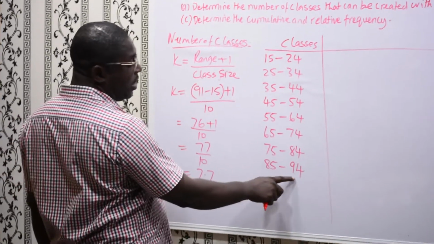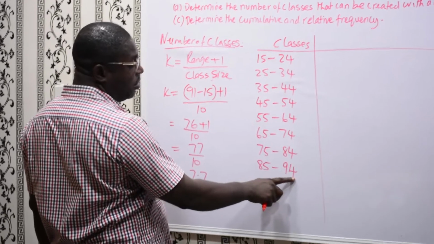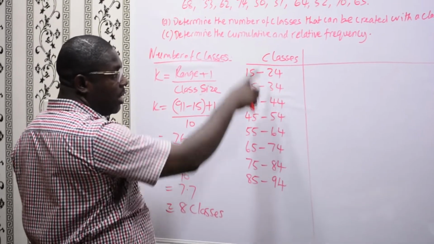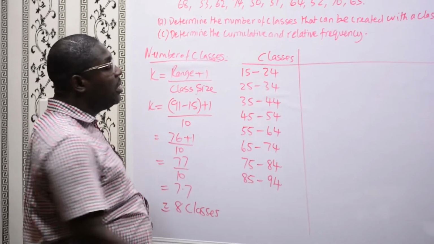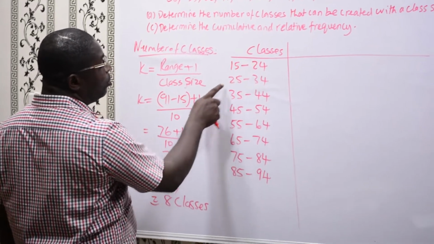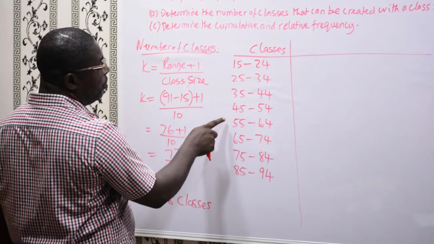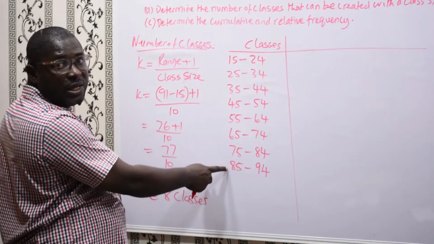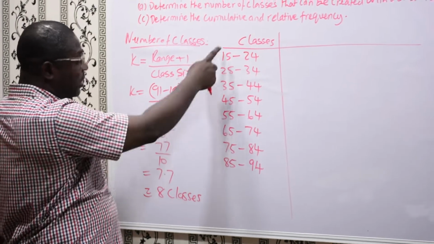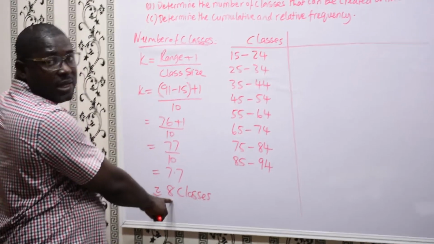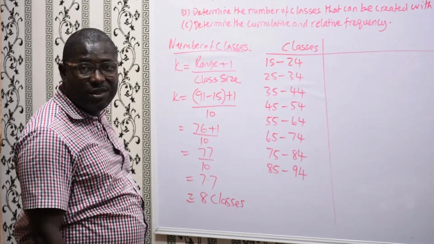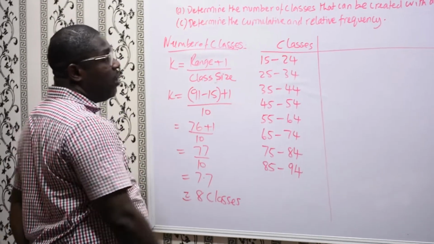Alright, now since we know that the highest value we had was 91, remember? 91 is covered under this last class. So let's count the number of classes that were created. 1, 2, 3, 4, 5, 6, 7, 8. You see that we created 8 classes, which matches what we have here as the number of classes we are to create. Are you following? So this is what we have. So we have 8 classes.